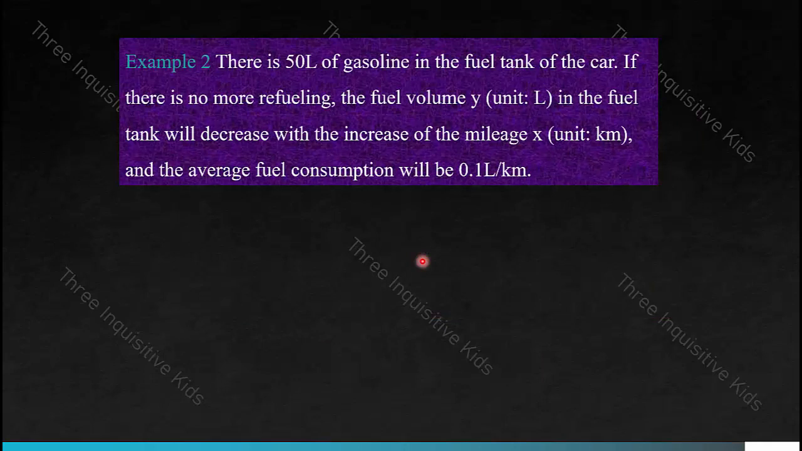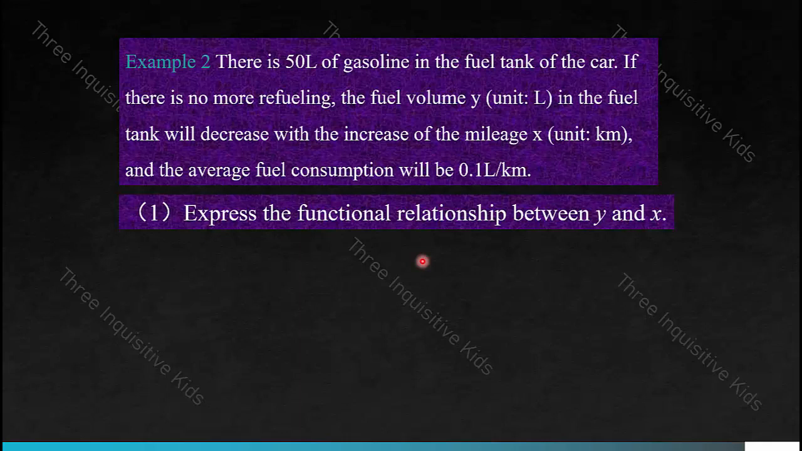Let's do a problem. There is 50 liters of gasoline in the fuel tank of a car. If there is no more refueling, the fuel volume, y unit liters, in the fuel tank will decrease with the increase of the mileage, x unit kilometers, and the average fuel consumption would be 0.1 liters per kilometer. Express the functional relationship between y and x.